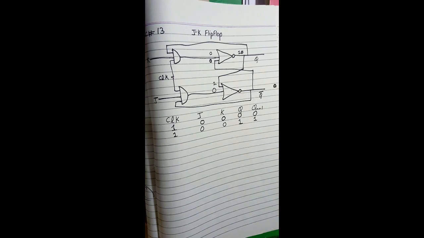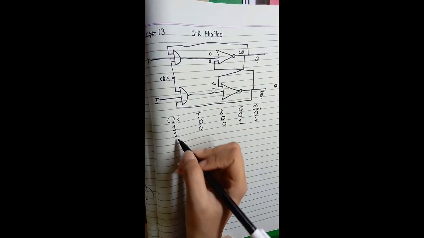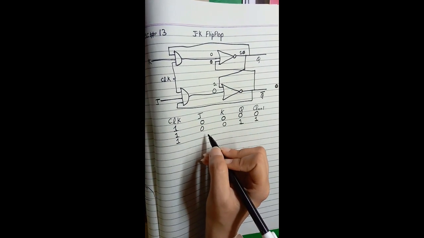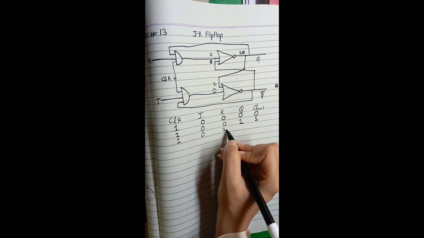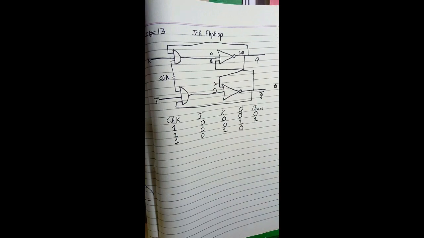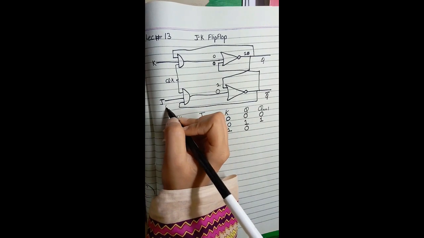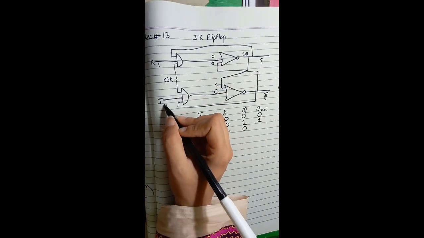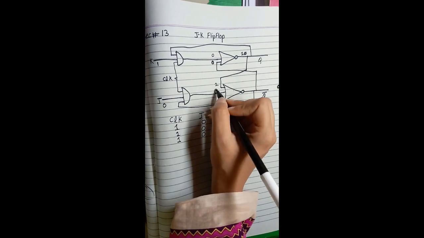On the next step, the clock is always 1. We are taking J equal to 0, K equal to 1, and we will take Q as 0. Now whenever J is 0 and K is 1, it says that when J is 0, 1 and 0 will be 0.